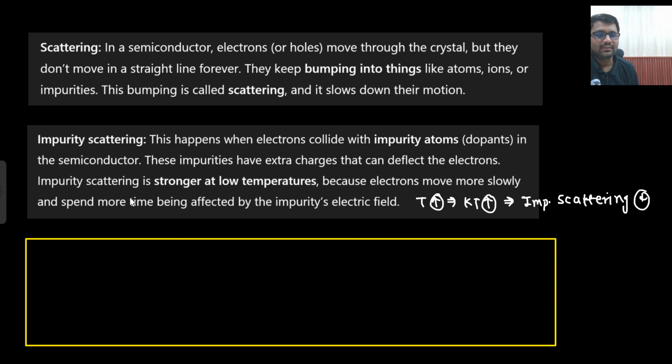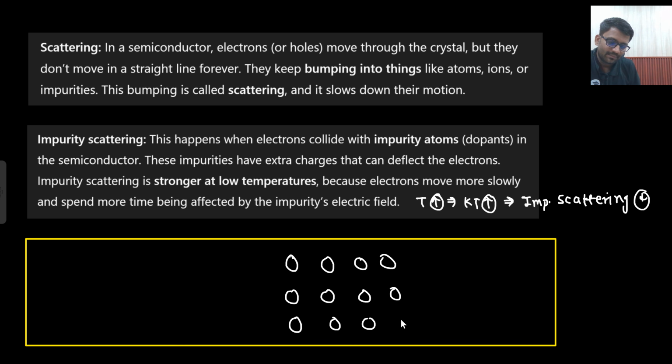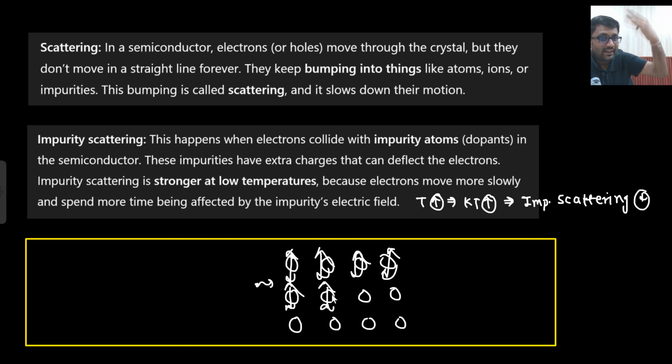The other scattering is lattice scattering or phonon scattering. So here what will happen? Silicon atoms are there. An electron tries to move. If you give high temperature, then what will happen? These atoms will start vibrating. This atom vibration happens because of the temperature only, and it happens at the higher temperature. At low temperature they will vibrate very slowly.